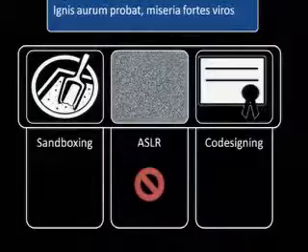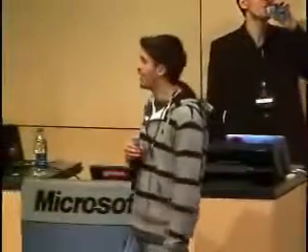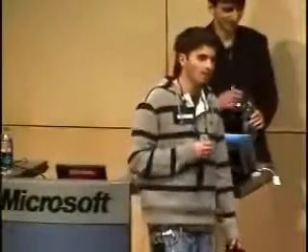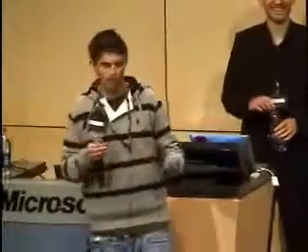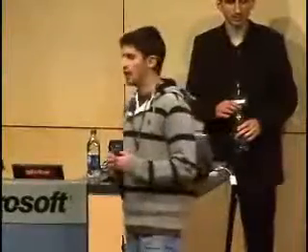So to boost the cyber Pompeii thing and to show off the fact that I know Latin, I'm going to start with a Seneca quote. Seneca a while ago said, "Ignis aurum probat, miseria fortes viros," which in English basically translates to: fire tests gold, as adversity challenges strong men. In my opinion, this Seneca quote really applies to the entire exploitation game, defense and offense.